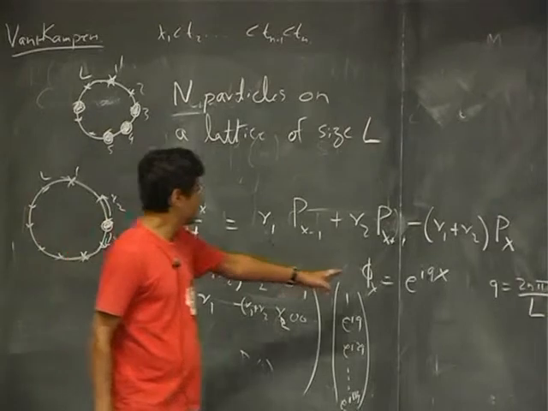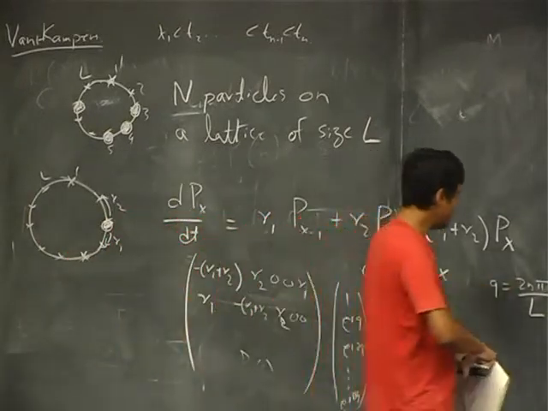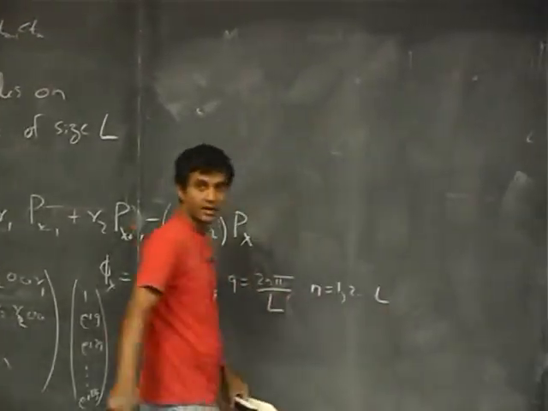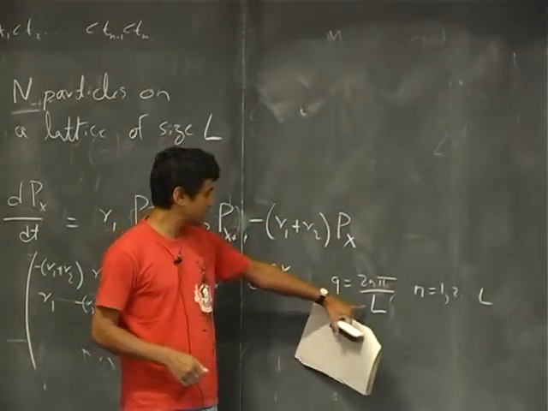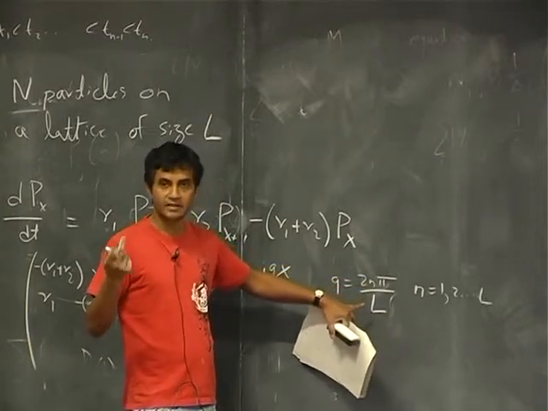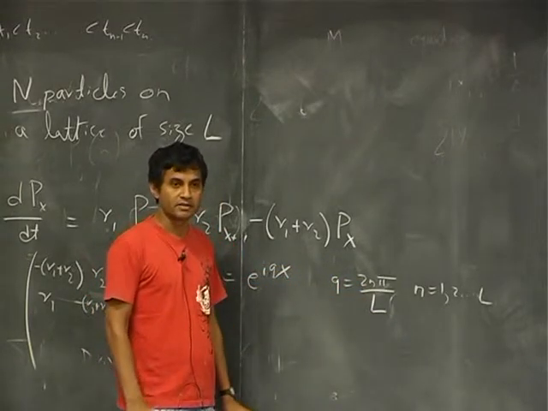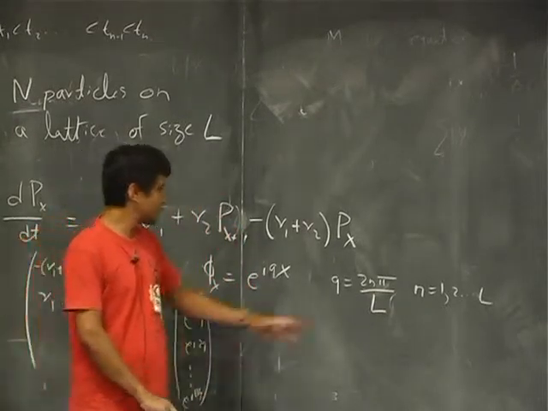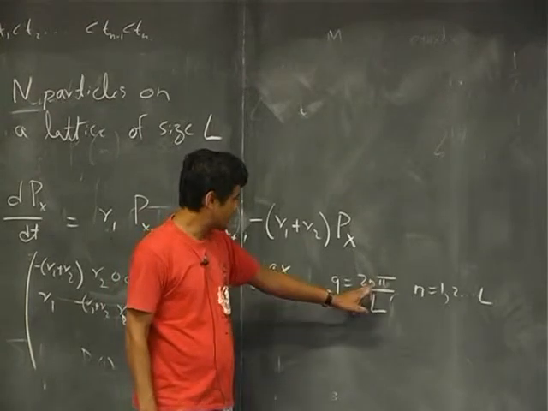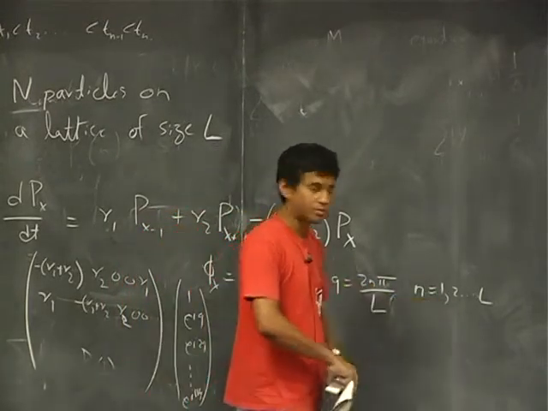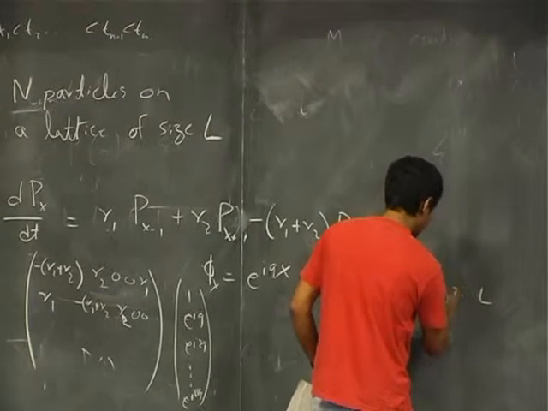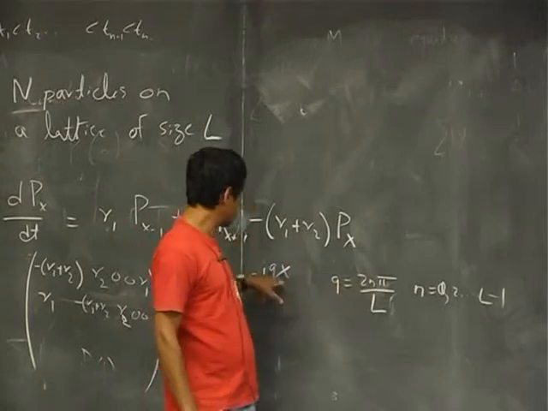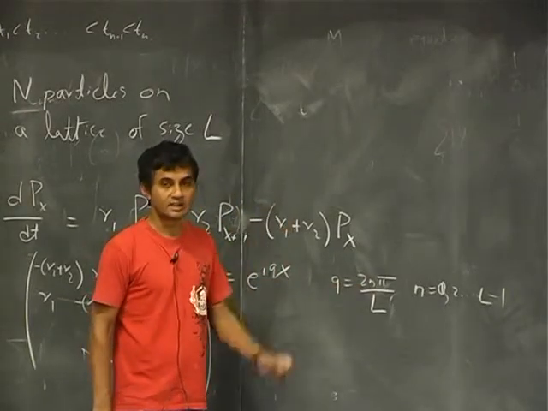Now n goes from 1 to L. So if you just change the value of n, you get L different eigenfunctions. There should be L independent eigenfunctions. You could have started from 0 and gone up to L minus 1, which is maybe better, but that doesn't matter because it's all periodic. If you start from 0, the 0th one is just the steady state eigenvector.